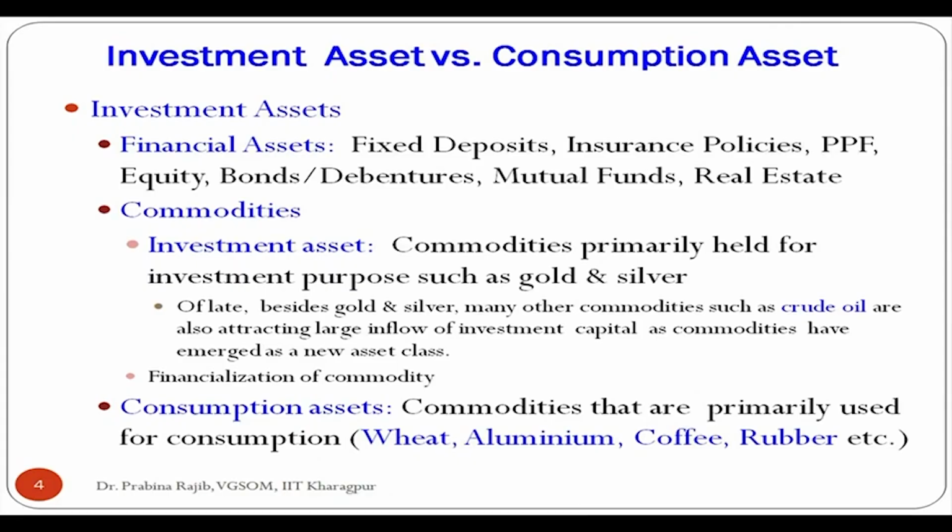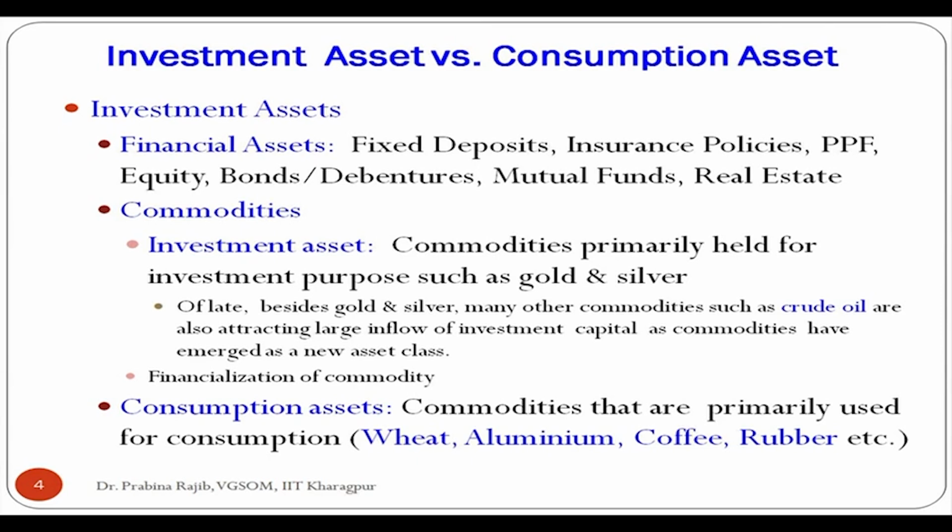Let me ask you a question. If I ask you to elaborate what your financial assets are, or your family members' financial assets, you will probably mention bank fixed deposit, some insurance policy, public provident fund, some equity investment, mutual funds, maybe some debentures, and real estate. So these are your investment assets, which are financial investment assets.